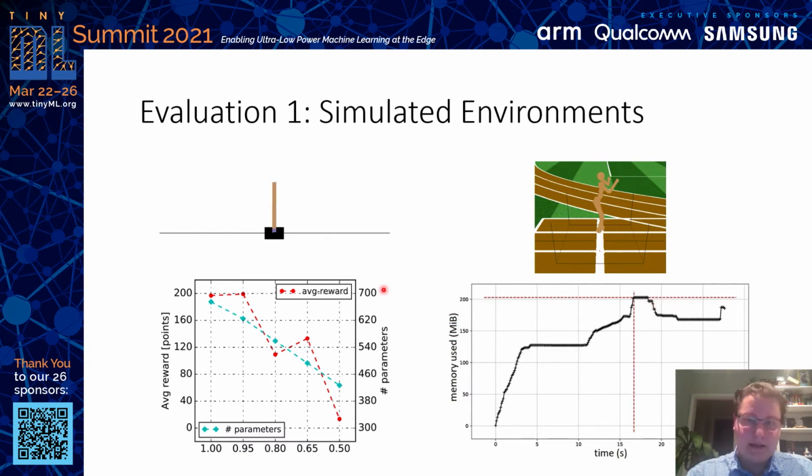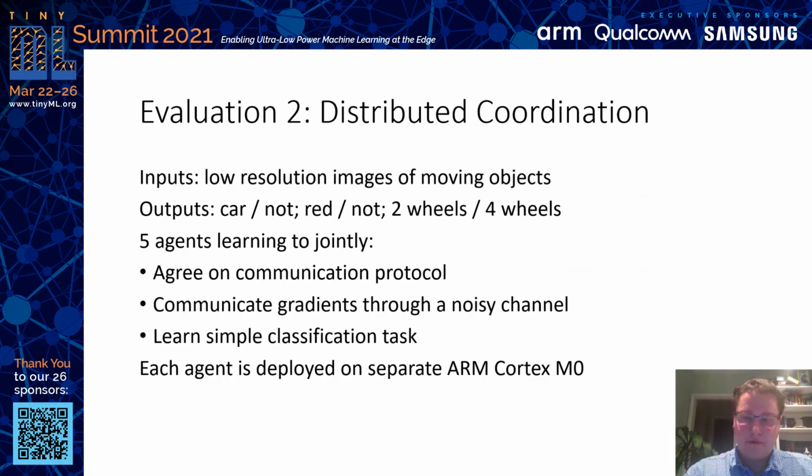On the left hand side, we see the cart pole from OpenAI's gym, where the objective is to move the base left and right such that the pole does not deviate more than 15 degrees off center. We see that our retention and conversely our compression is commensurate but still favorable relative to the reward loss. The second part of our evaluation is based on distributed coordination.